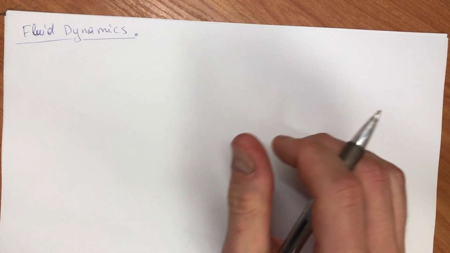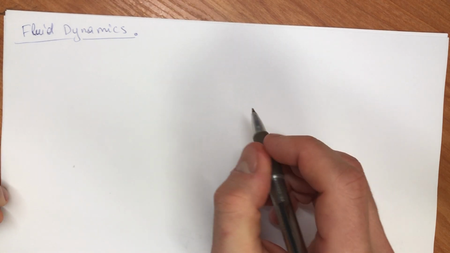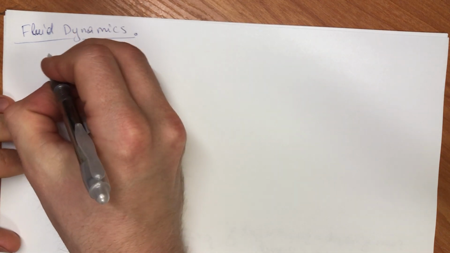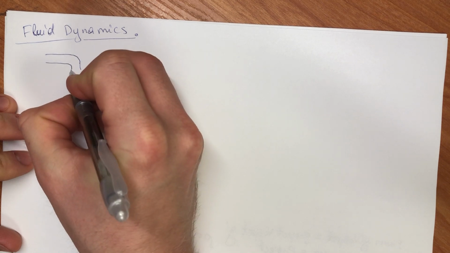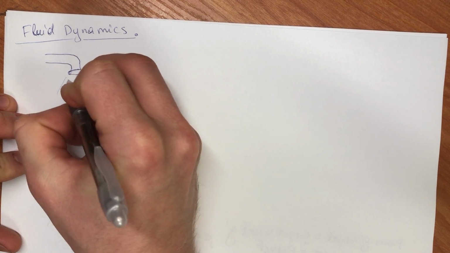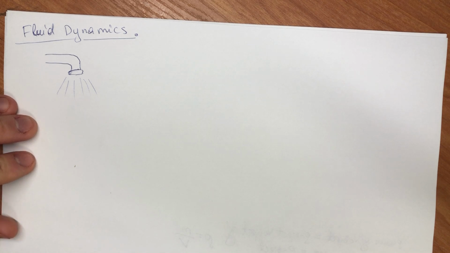Fluid dynamics. So imagine that the water is flowing out of the faucet. Let's say the water is going down here. So how do we measure the rate of the water?